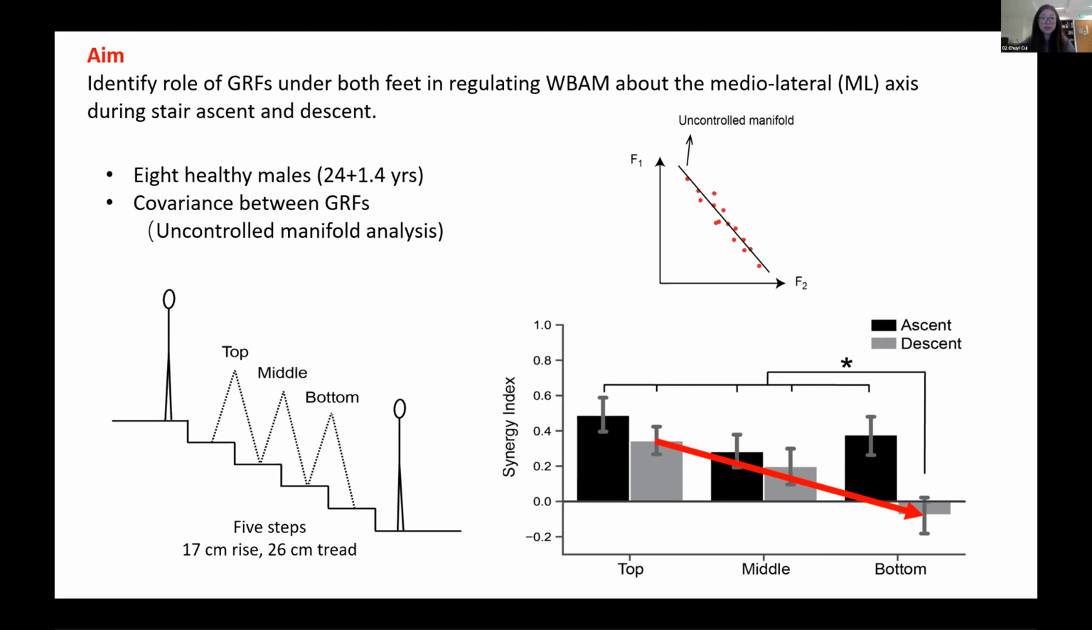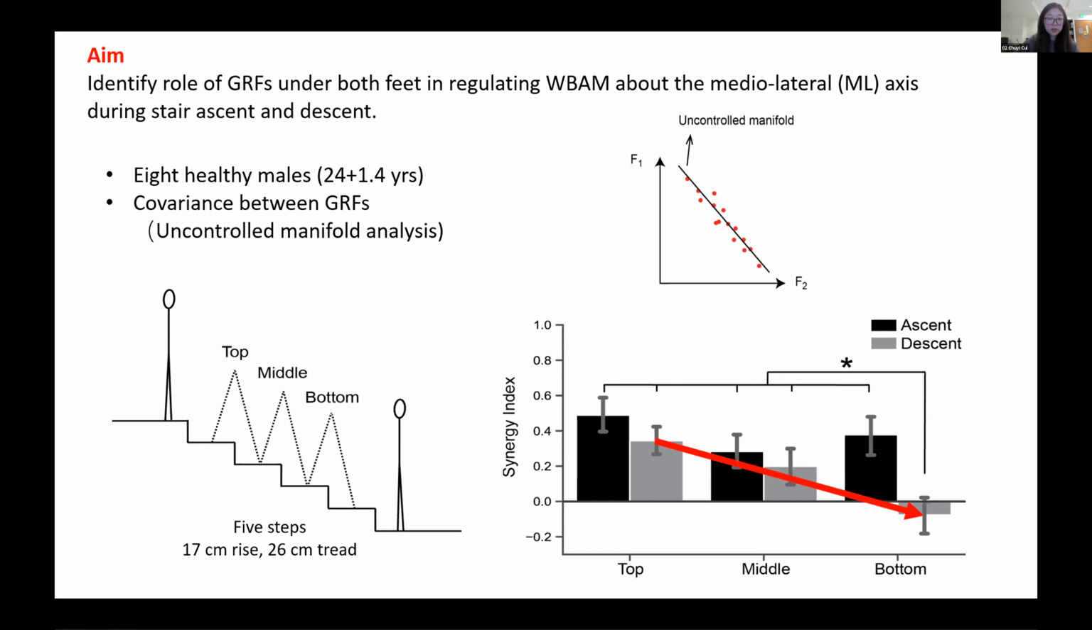8 young healthy subjects ascended and descended a 5-step staircase and stopped at the top and bottom for 20 times. We quantified the covariation in ground reaction forces for 3 consecutive steps using uncontrolled manifold analysis. To do that, we partitioned the cross-trial force variances into a component along the uncontrolled manifold that maintains the sum of the 2 forces and the component that is orthogonal to it. The synergy index was computed as the normalized difference between the 2 variance components. A synergy index greater than 0 means that the force sum is stabilized. Conversely, a synergy index smaller than 0 indicates that some moment about central mass is stabilized.